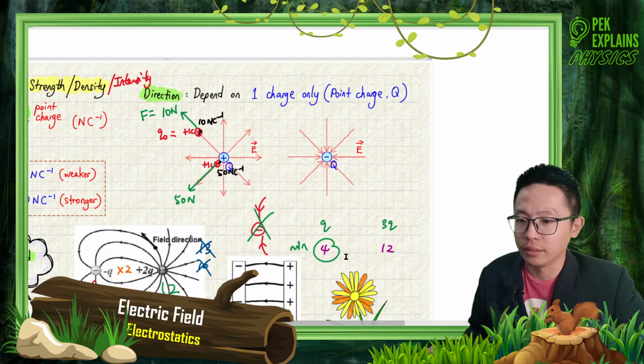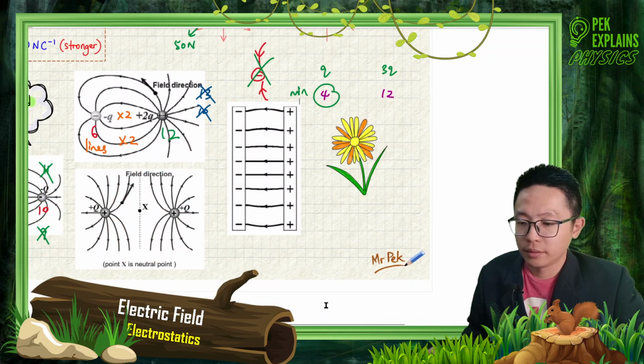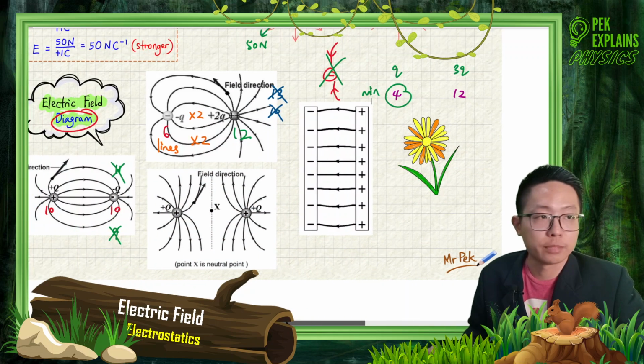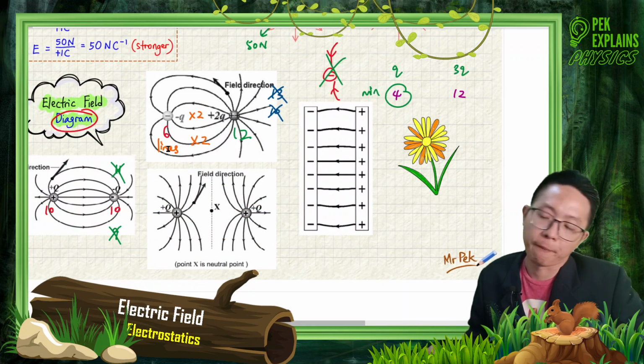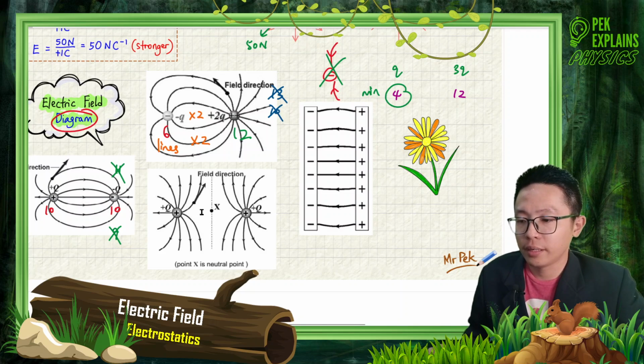Okay, let us look back. It must be proportional. Charge times 2, the line also must times 2. And how about this one? Positive and positive, positive going out.